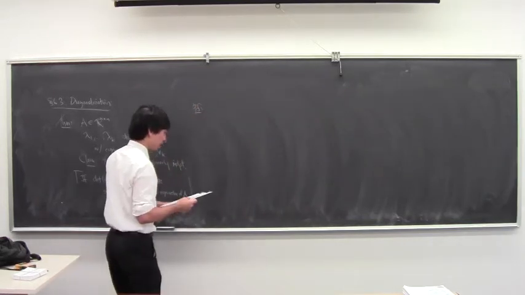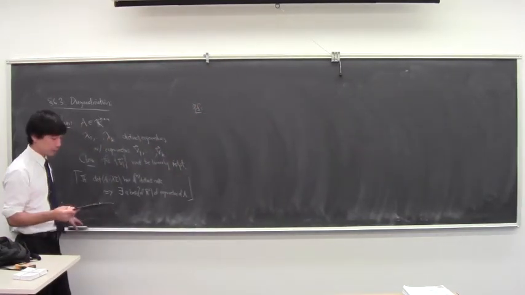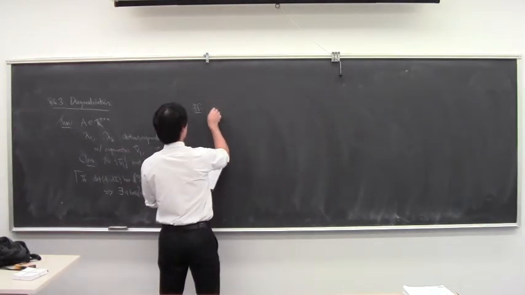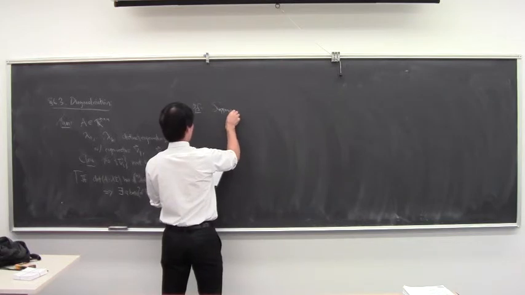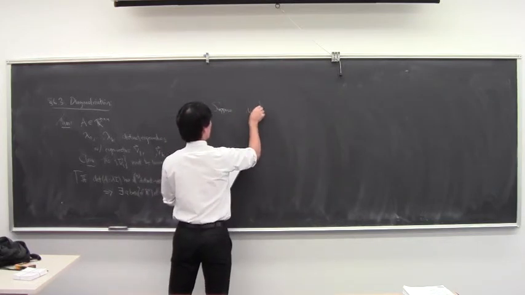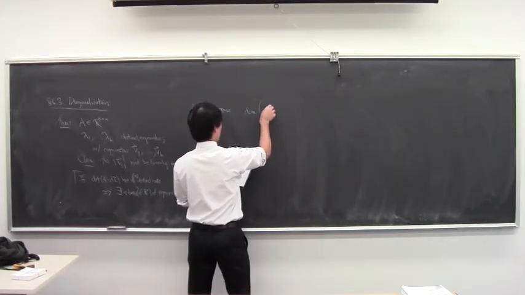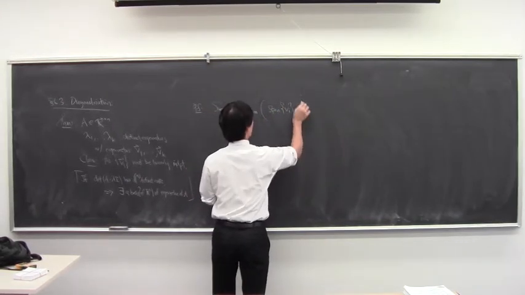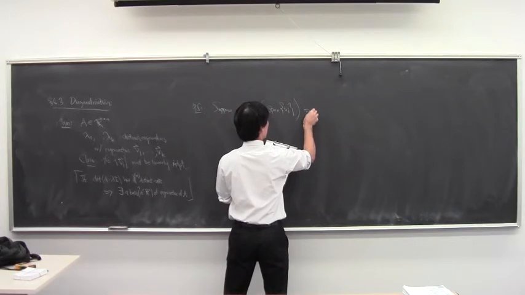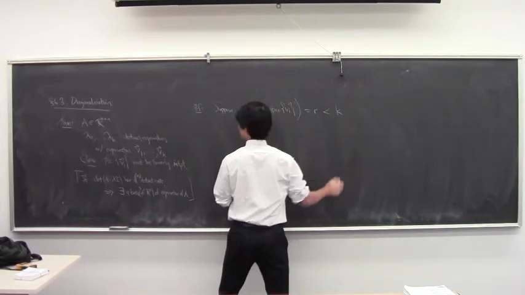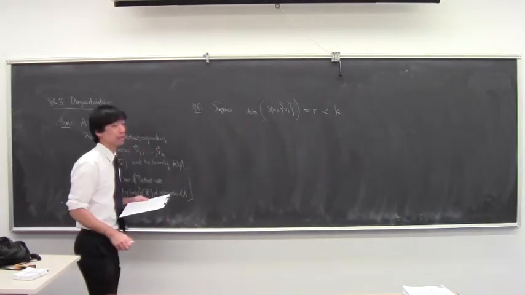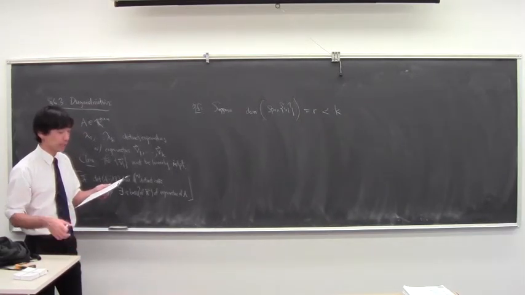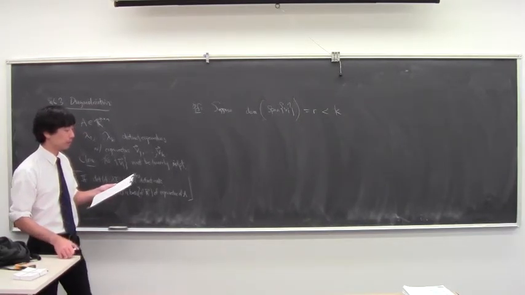Okay, so the proof is by contradiction. Suppose that the dimension of the span of the vi is some number that is smaller than k. Suppose that the vectors aren't independent, that there's some dependence, and so the dimension of the span is less than k.